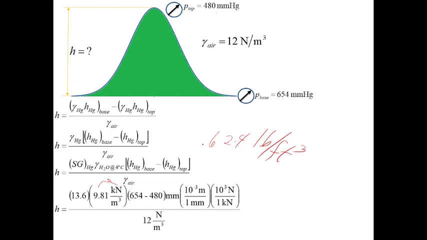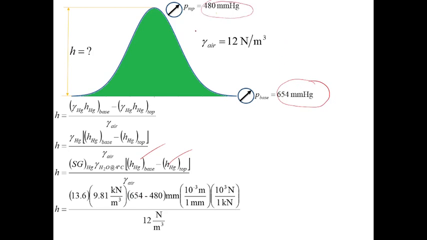62.4 pounds per cubic foot. So in this case, we use the SI unit. So we have here the height of mercury at the base minus the height of mercury at the top. So we have 654 millimeters of mercury at the base minus 480 millimeters of mercury at the top.